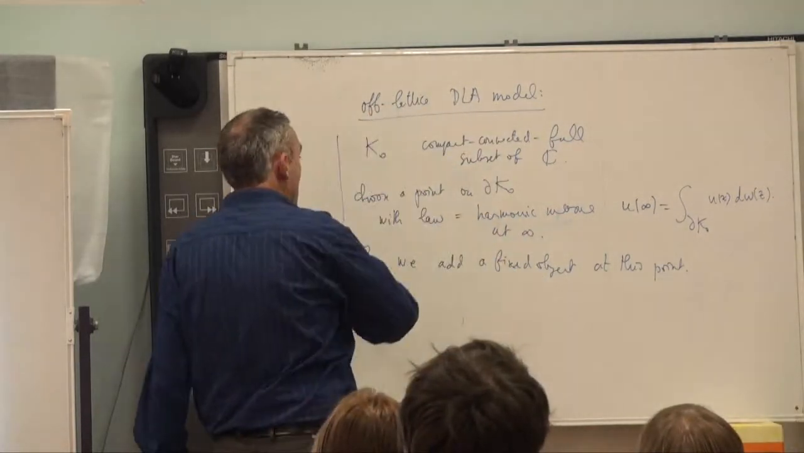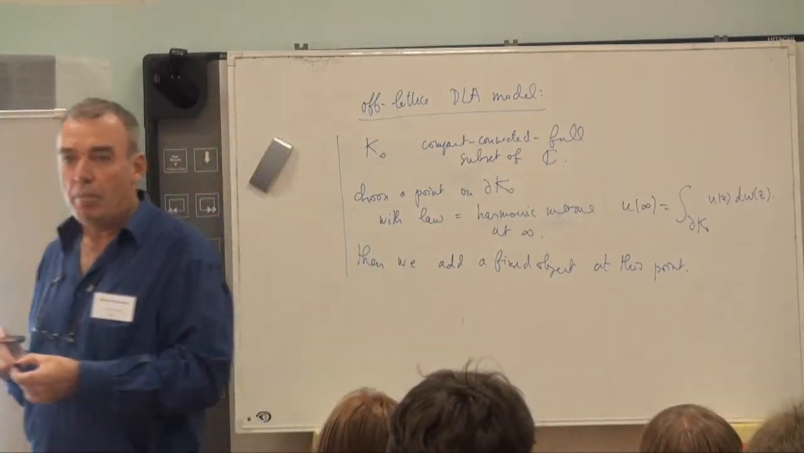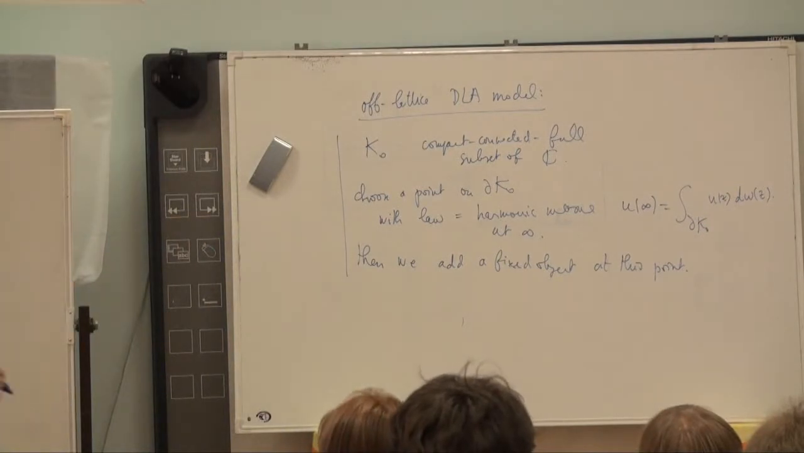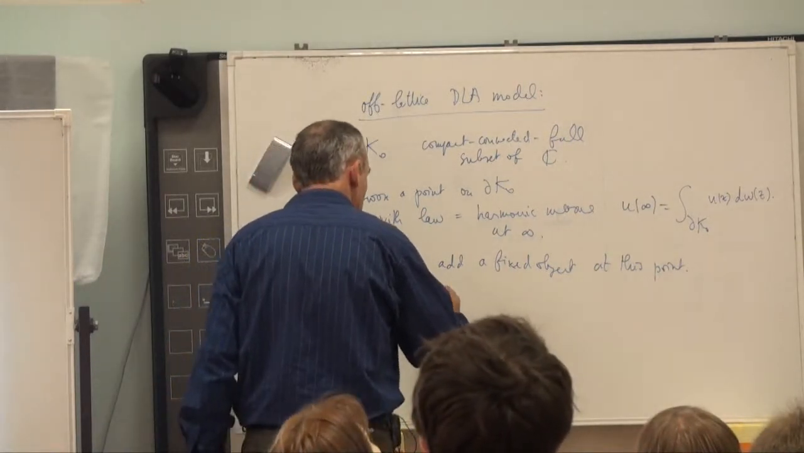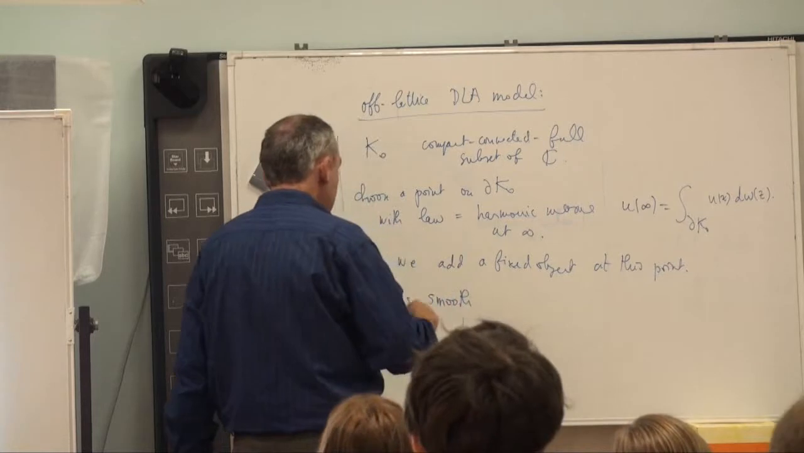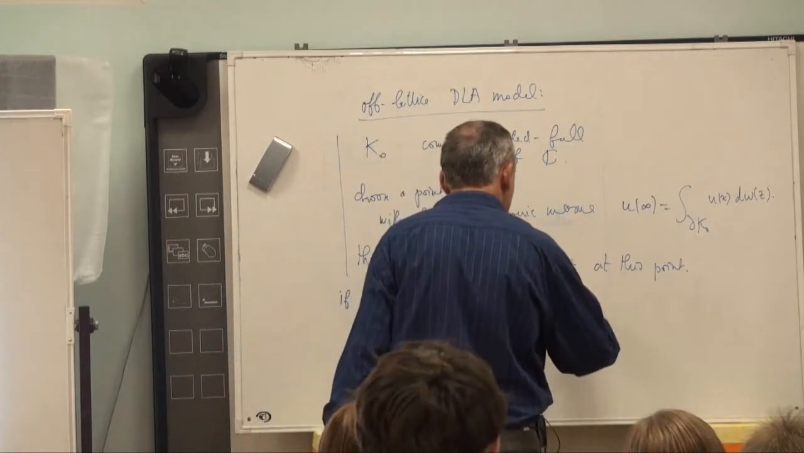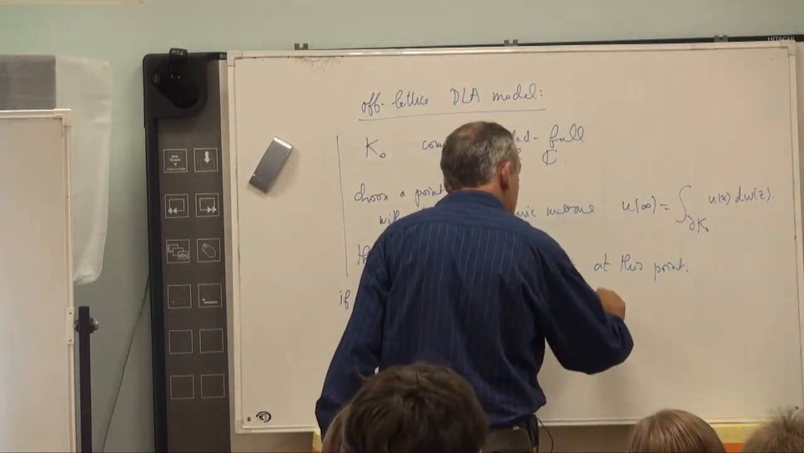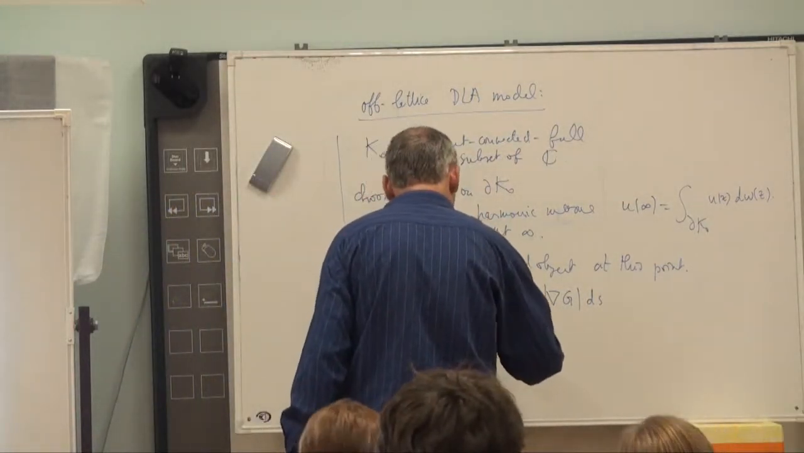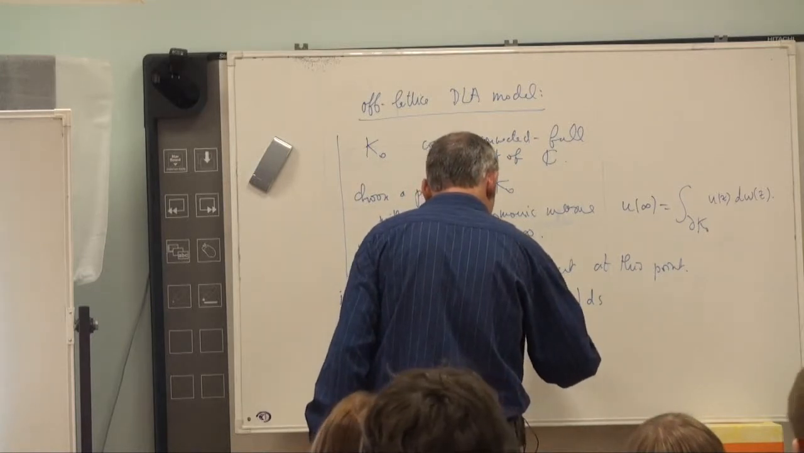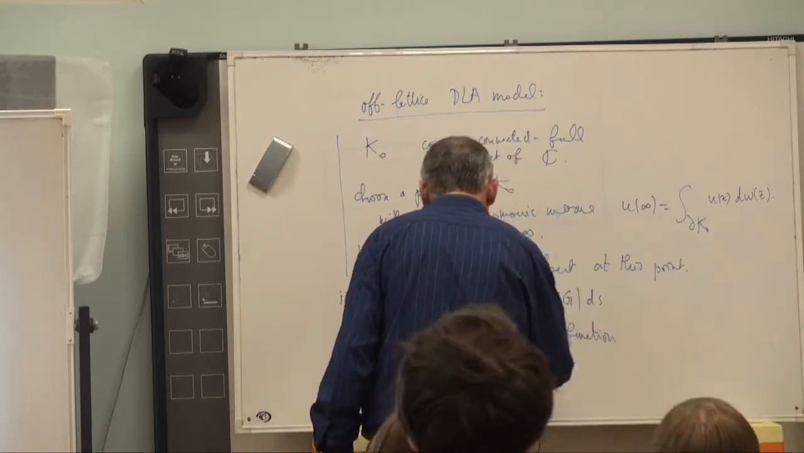So now, what is harmonic measure? Let's come back to harmonic measure. If the boundary of K0 is smooth, then harmonic measure at infinity is just the gradient of G ds, where G is the Green's function with pole at infinity.